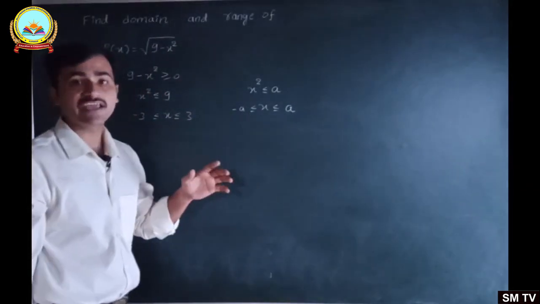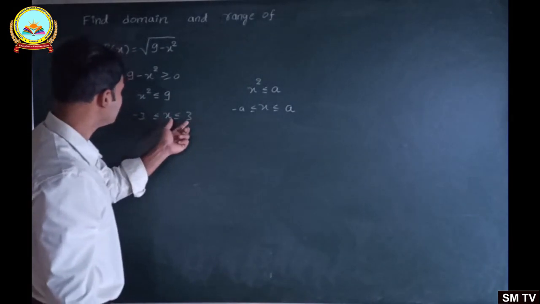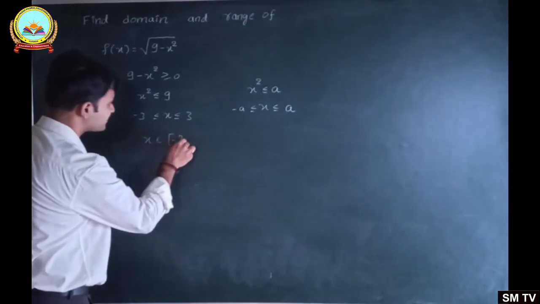So remember, if x square is less than or equals to a, okay, x square is less than or equals to a, x lies between minus a to a.